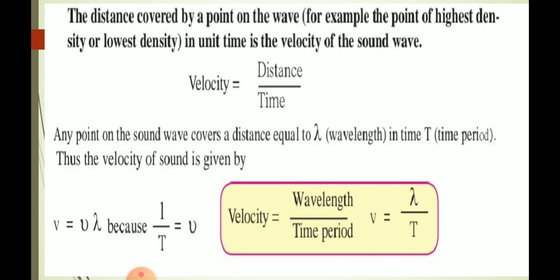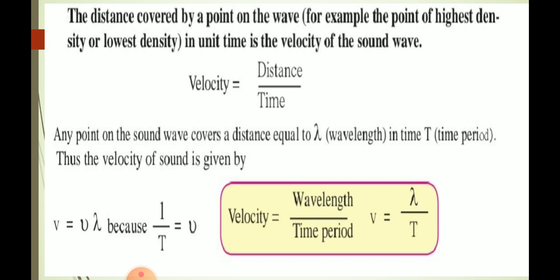Okay, so the distance covered by a point on the wave. Suppose there is a point on the wave and this point covers that distance on the wave. That distance we call the velocity of the sound. So velocity, our usual formula, is velocity equal to distance upon time. Any point on the sound wave covers a distance equal to the wavelength, which we call lambda, in time t. Distance means the wavelength. That point travels from one point to another point, and there it forms a wave.